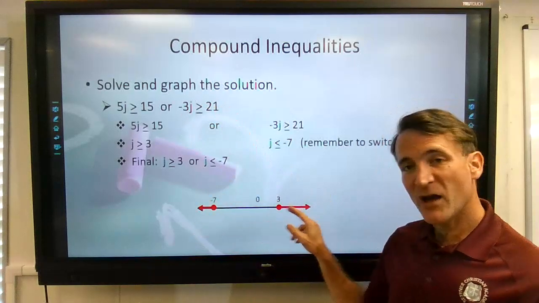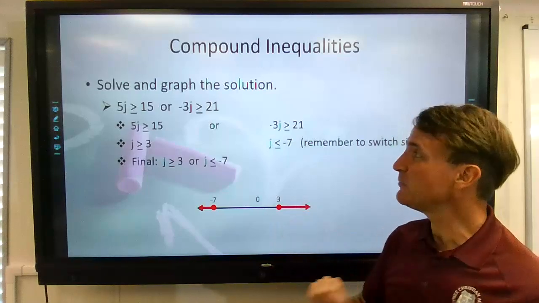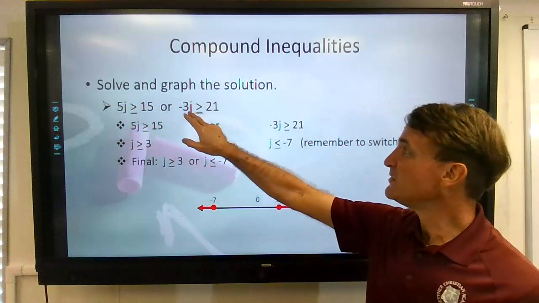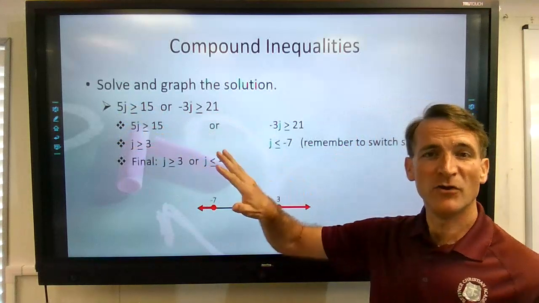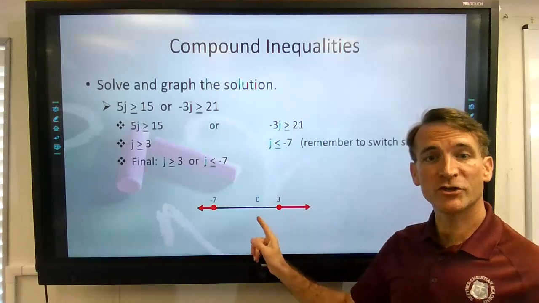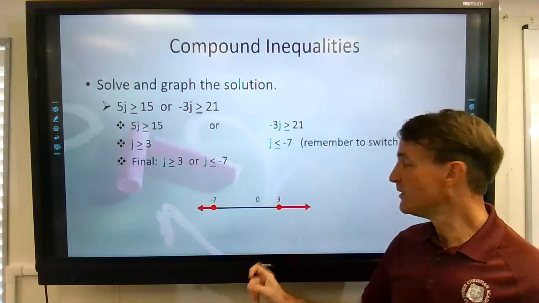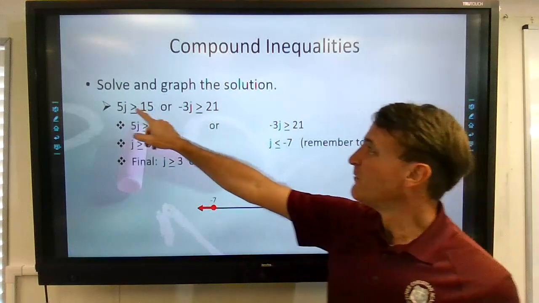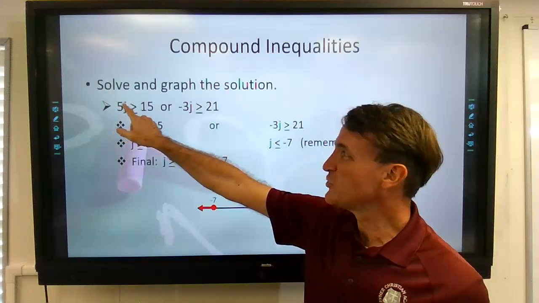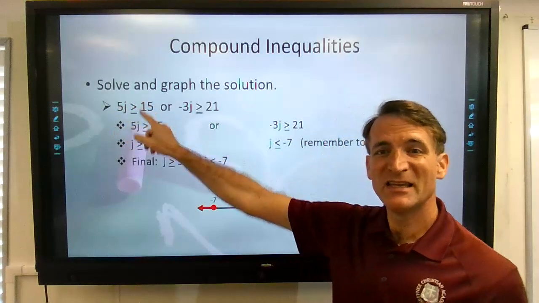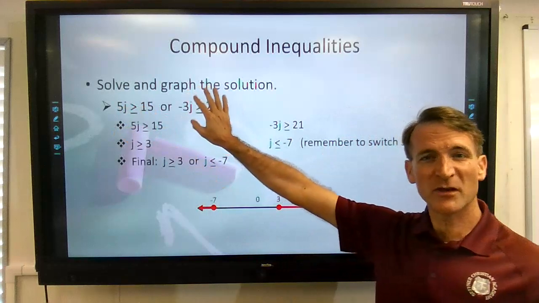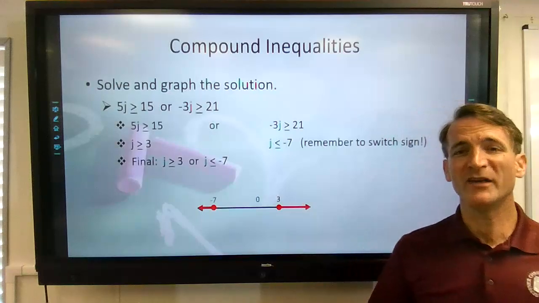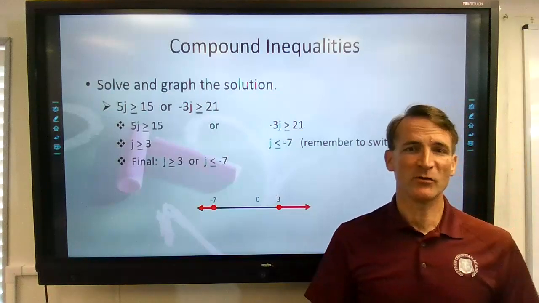If I plug in a value in between these two, something like 0, is 0 greater than 15? No. Is 0 greater than 21? No. It doesn't work out, but it shouldn't have according to my number line. Choosing a value greater than 3, something like 4, if I have 4 times 5, that gives me 20. Is 20 greater than 15? Yes, it is. I don't even have to check with the other one since it works out with 1 and it's an or statement. As long as it works with 1, you can stop and go on with the other stuff.